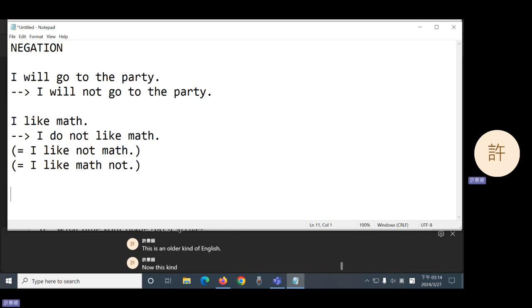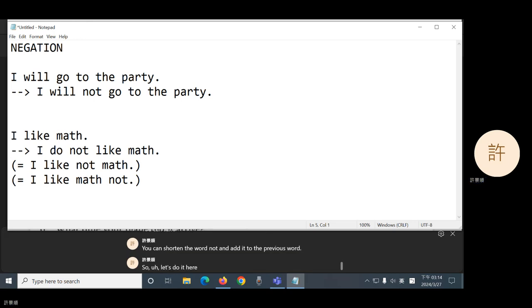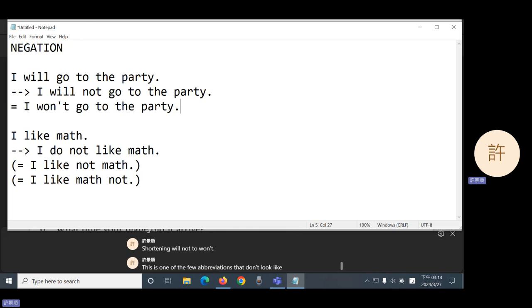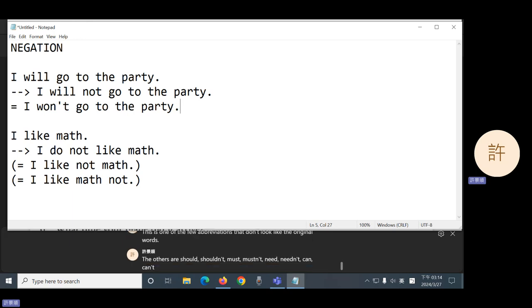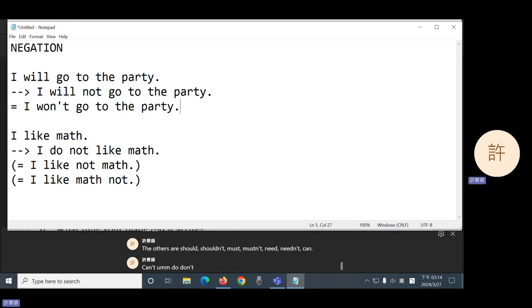Now, this kind of negation, you can also shorten, right? You can shorten the word not and add it to the previous word. So let's do it here. Shortening will not to won't. This is one of the few abbreviations that don't look like the original words. The others are should, shouldn't, must, mustn't, need, needn't, can, can't, do, don't, does, doesn't, did, didn't. They all look like their original words. Only will and won't don't look like this.